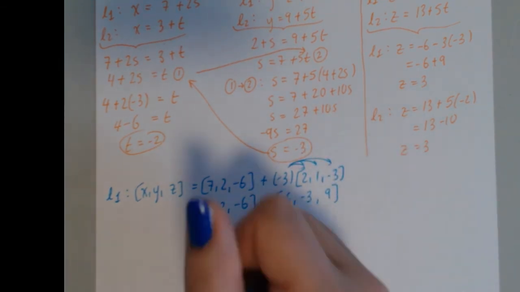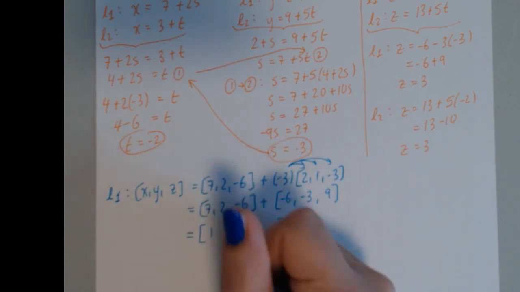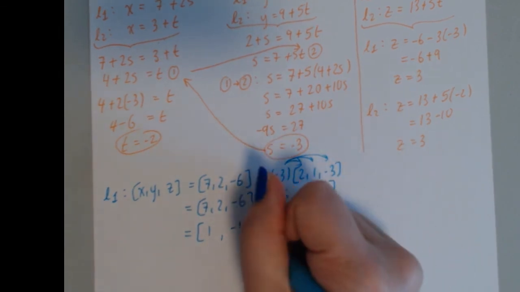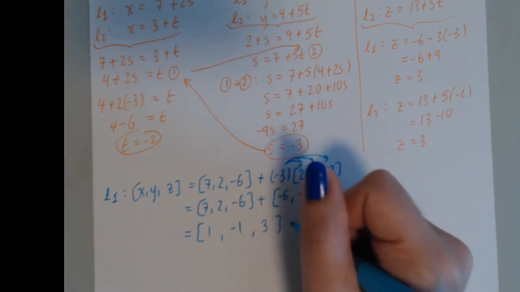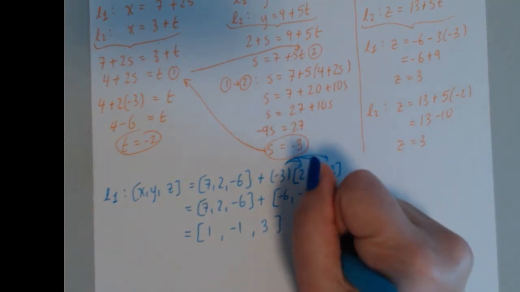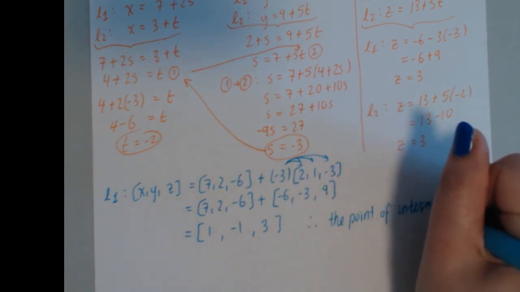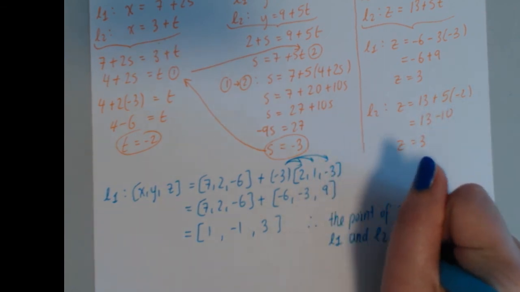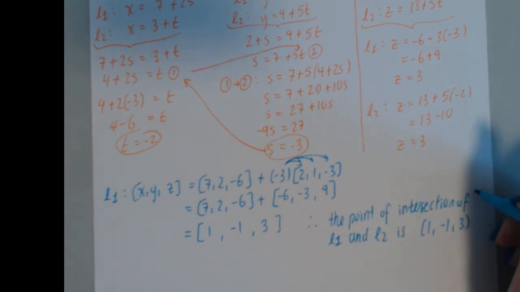Okay, so now you just have to add up the corresponding dimensions. 7 minus 6 is 1. 2 minus 3 is -1. -6 plus 9 is 3. So [1, -1, 3]. That's the vector. Now, what is the point of intersection? So therefore, the point of intersection of L1 and L2 is (1, -1, 3). Remember, points have round brackets, vectors have square brackets.